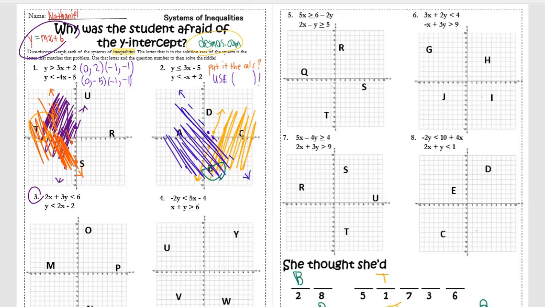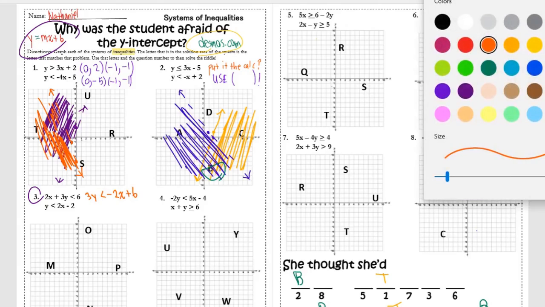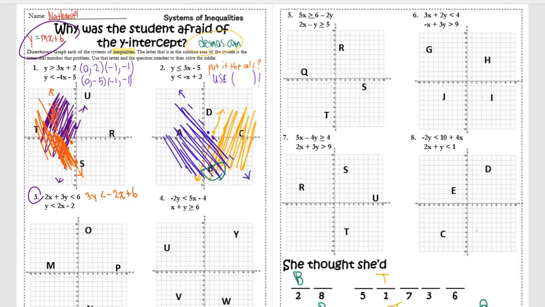Okay, so like I said earlier, we're going to have to convert this first inequality into slope-intercept form. Our first step in doing that is to subtract 2x from both sides. That gives us 3y is less than negative 2x plus 6. To get the y by itself, we have to divide every term by 3.